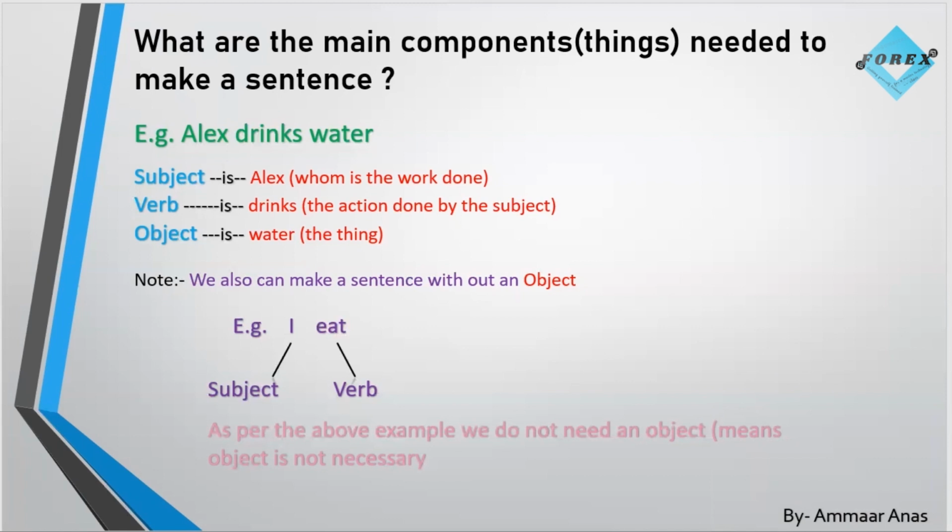Object is the thing. Water. So here, what is the object? It's water. Because Alex drinks. What does he drink? Water. And we can also make a sentence without an object. For example, I eat. So in this case, we don't need an object as it's not necessary.